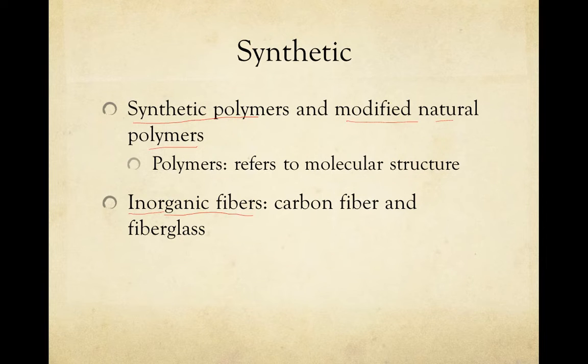A polymer is a chemical compound made up of repeating structural units called polymer chains that are created through the process of polymerization. So the word polymer just refers to its molecular structure. Synthetic polymers are polymers that are manufactured by people, just how they sound. Modified natural polymers are the naturally occurring polymers that undergo chemical modification, like rubber and rayon.